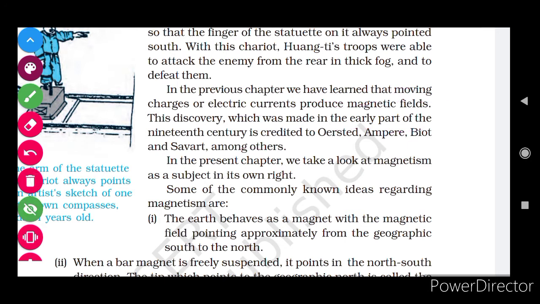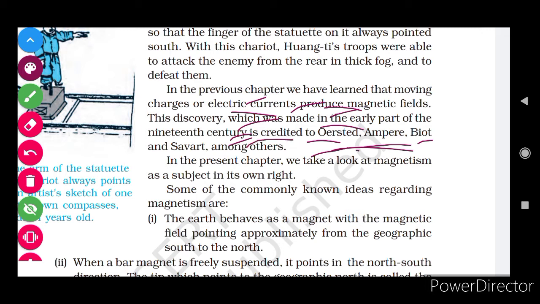Now we'll move to the next paragraph. In the previous chapter we have learned that moving charges or electric current produce a magnetic field. Obviously, that was chapter number 4, named Moving Charges and Magnetism. In that chapter we studied magnetic field as an effect of electric current. This discovery was made in the early part of the 19th century and is credited to Oersted's experiment. We have already seen Ampere's circuital law and all those things. These are the scientists who are credited for this discovery.